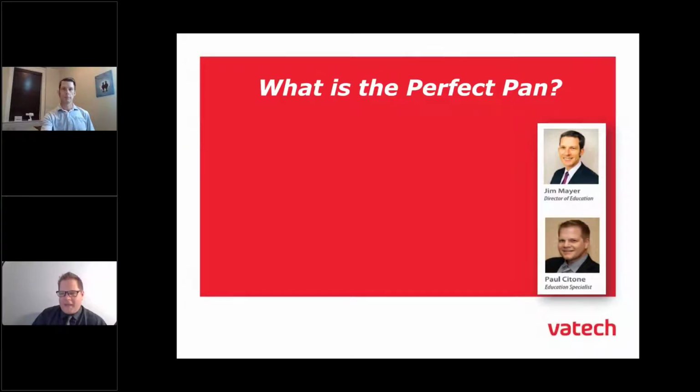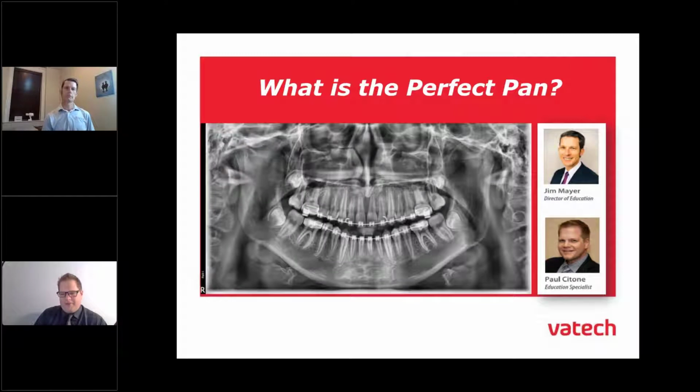So what is the perfect pan? Obviously, we want a great diagnosable image. So what are our steps to get there? If you look at this pan here, you can see the condyles are straight up and down on the pan. You can see here, we have a nice smile via the jaw. I can actually see my PDL and my pulp canals in my anteriors, and also a clear sinus floor. So those are some of the things that we're going to be talking about.